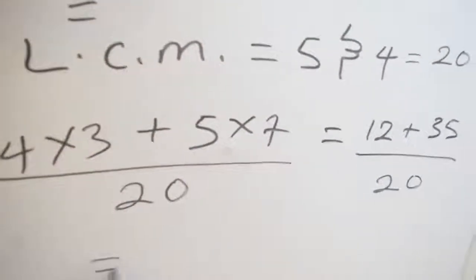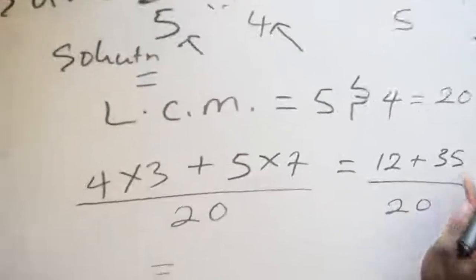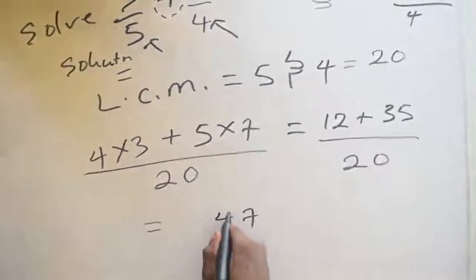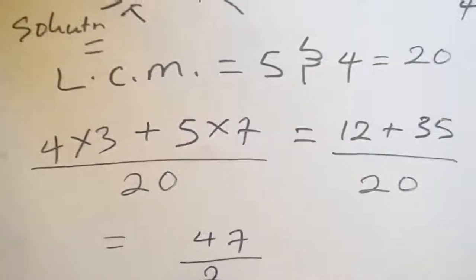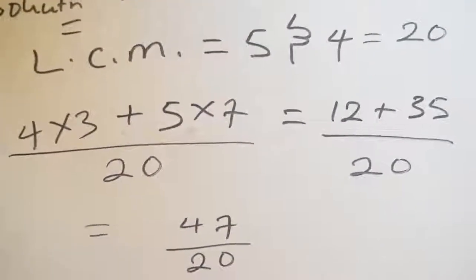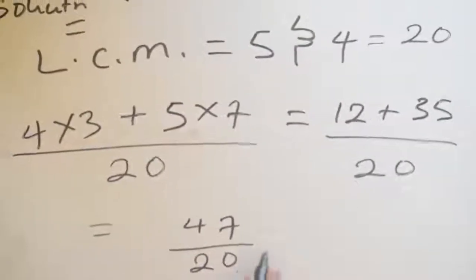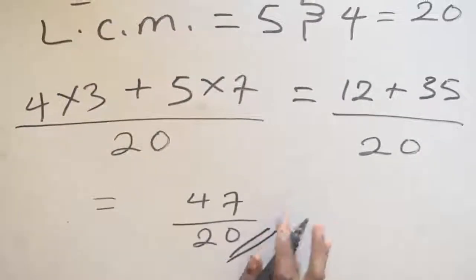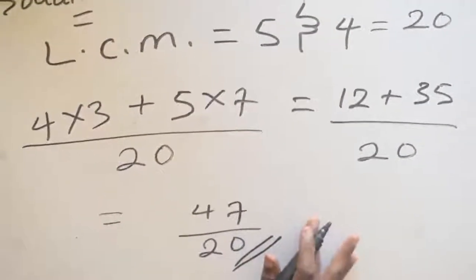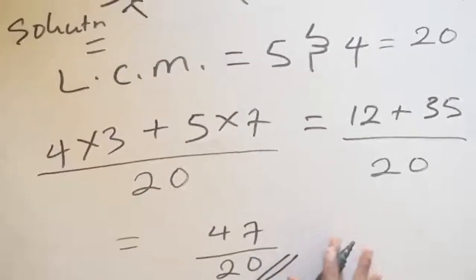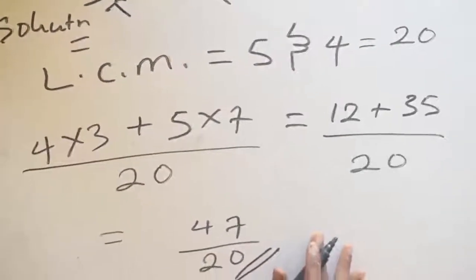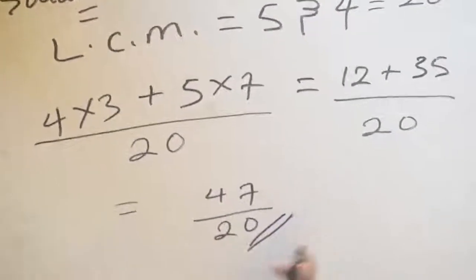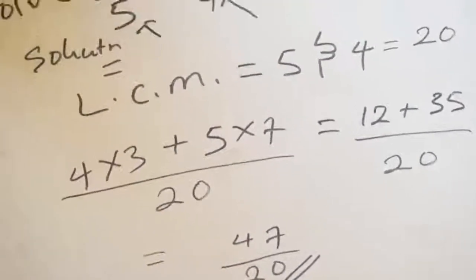So when you add this, 2 plus 5 gives 7, and 3 plus 1 will give you what? 4. We'll have 47 all over 20. You can go ahead and convert this to a mixed fraction. So this is an improper fraction. You could recall how I taught you guys how to go about conversion of an improper fraction to a mixed fraction. So go ahead and go about it.